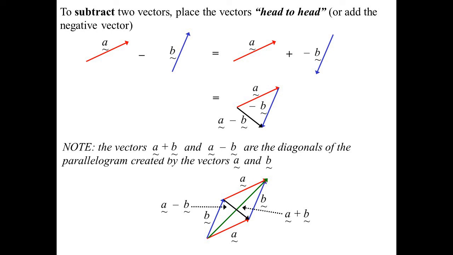So the head is A minus B. If I had the arrow at the other end, this vector would become B minus A, or the negative vector.